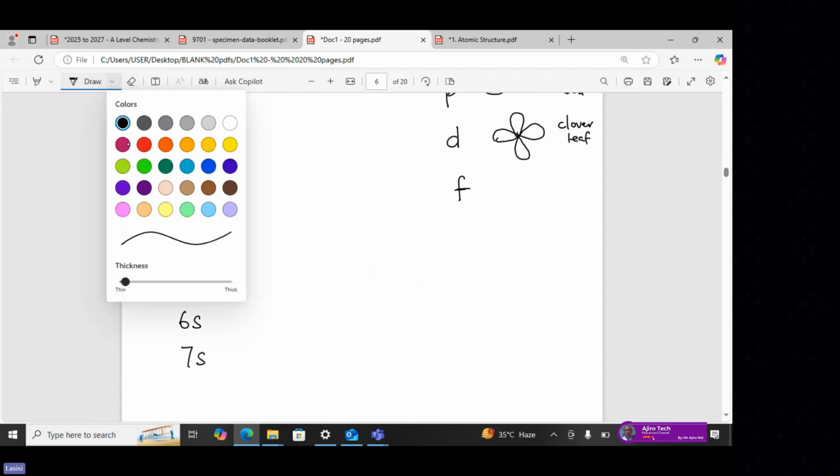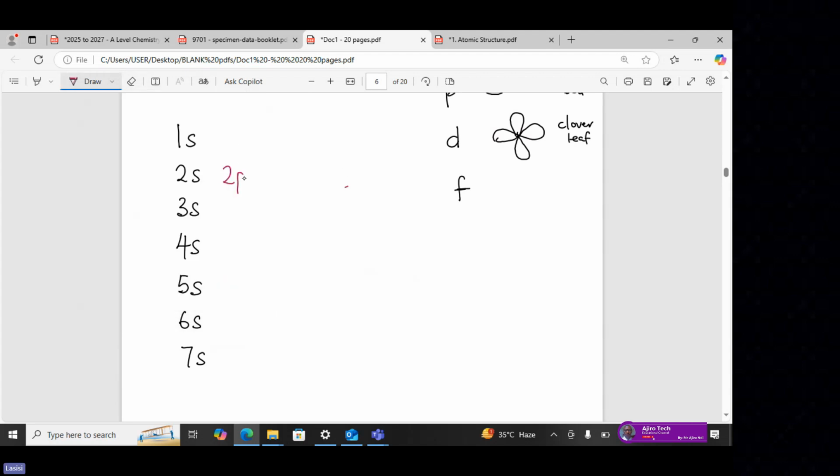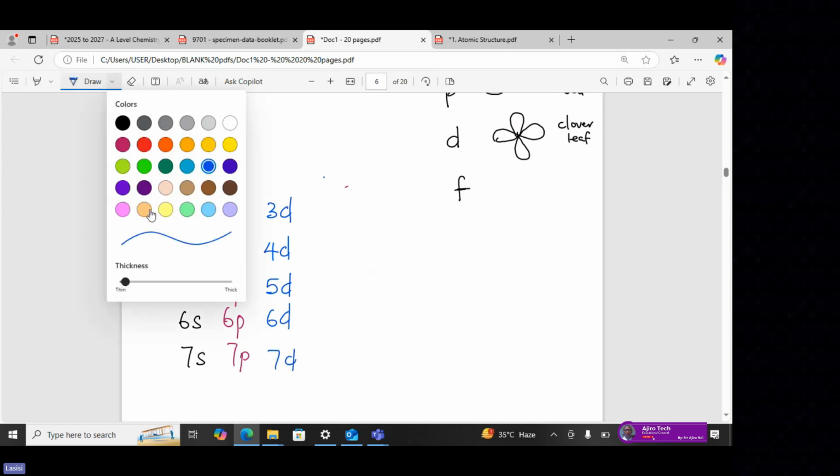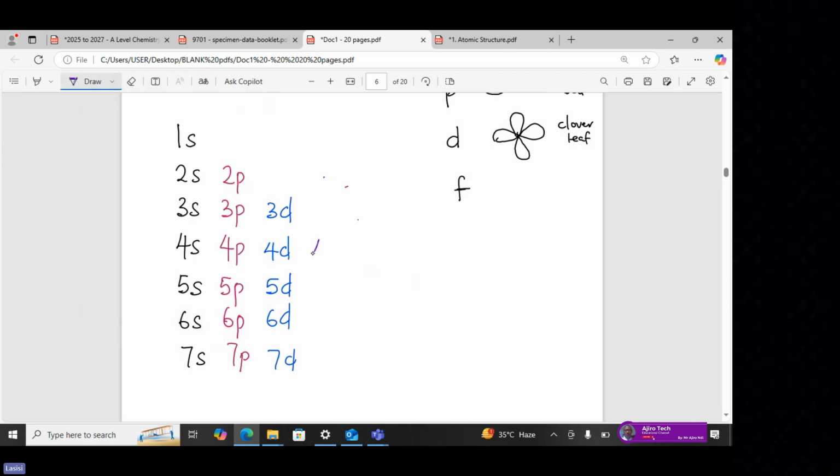Now I'm going for p. 2p, 3p, 4p, 5p, 6p, 7p. Now I'm going for d. 3d, 4d, 5d, 6d, 7d, and finally 4f, 5f, 6f, 7f. The meaning is this. Shell number one. How many types of orbital can you find in shell number one?